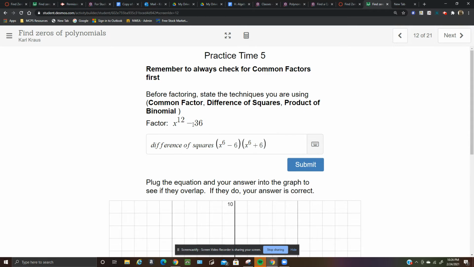And then 12 is the difference of squares. Square root of x to the 12th is x to the 6th, square root of 36 is 6, minus and plus, you're done. Can't factor this anymore.